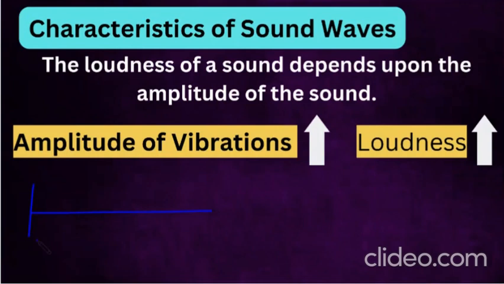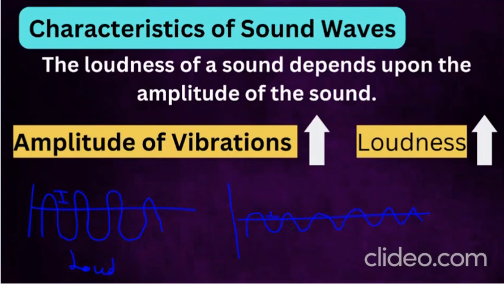For example, if this is my graph, and it is like this, like this, that means it is loud. But on the other hand, if it is like this, the amplitude is less, so loudness will also be less. High amplitude, low amplitude. That is why amplitude and loudness are related to each other.